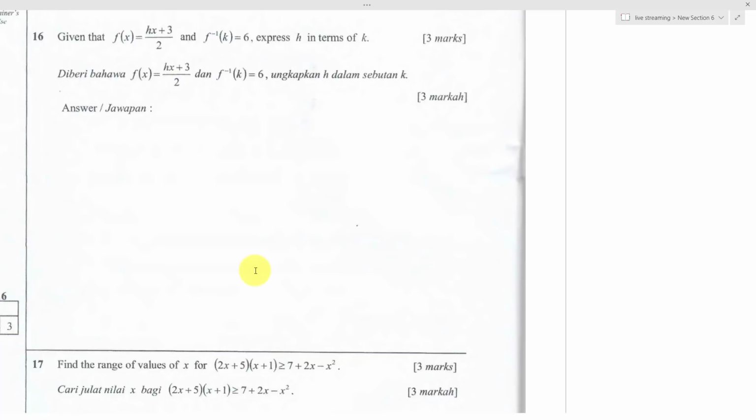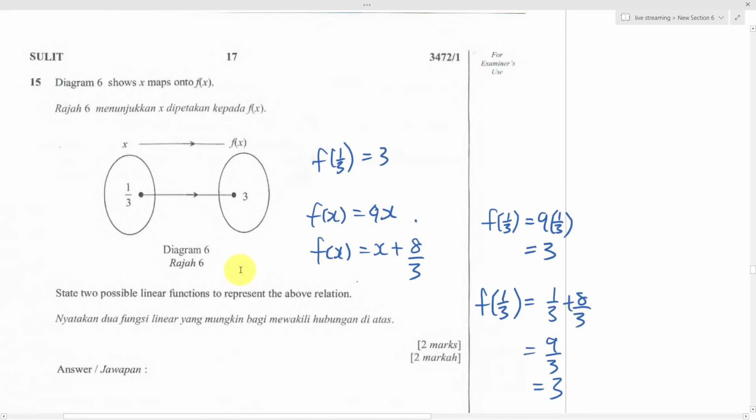Alright, so how did you get 9x? Let me slightly explain a little bit here. This is what I'm thinking. I want to see 1 over 3 multiply what value I will get 3. Because later I need to substitute into my f(x) equation, I need to find this a value. My 1 over 3 needs to multiply this a value so I can get 3. Then my a value is 3 times 3, my a value is 9. So I know 1 over 3 needs to multiply 9 in order to get 3. So this is how I get the 9x.